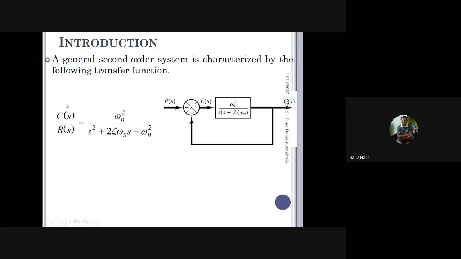C of s upon R of s is equal to omega n square upon s square plus 2 zeta omega n into s plus omega n square. Now you have already studied vibrations, you know this terminology. Omega n stands for natural frequency of vibration in radians per second, whereas zeta is the damping ratio, that is actual damping divided by theoretical damping.